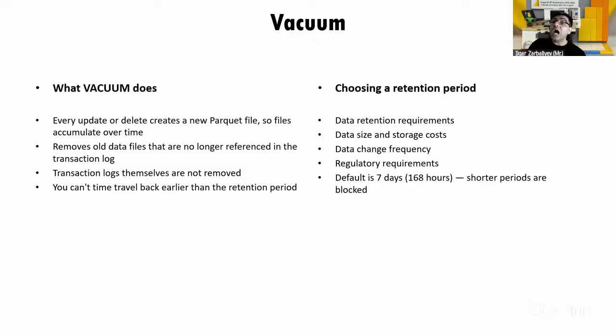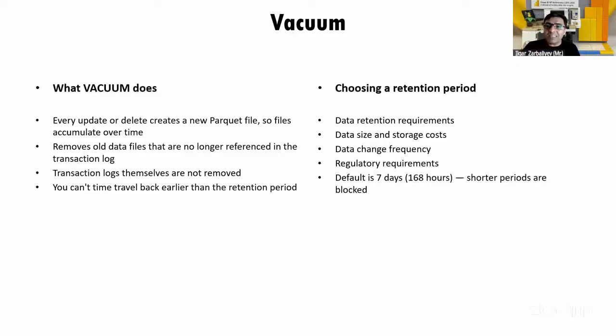The last of our four features is vacuum. And this one is about housekeeping. Remember the pattern. Every time an update or a delete is done, a new Parquet file is created and an entry is made in the transaction log. The old Parquet files are retained because that's what makes time travel possible. But it means Parquet files accumulate steadily over time, and that costs storage.